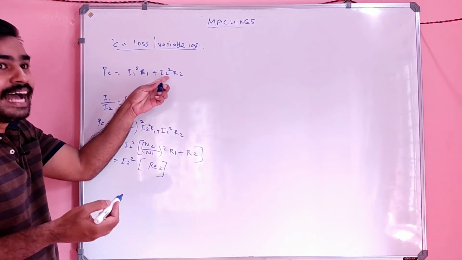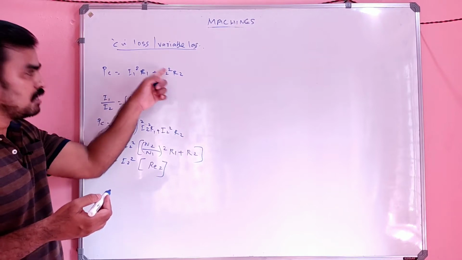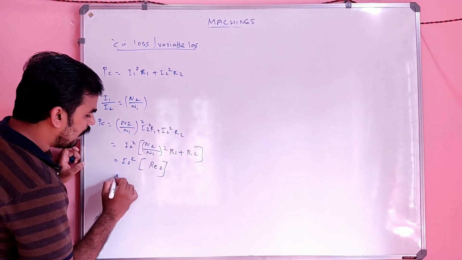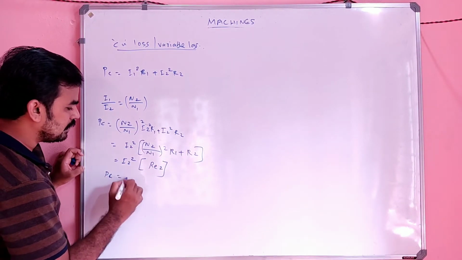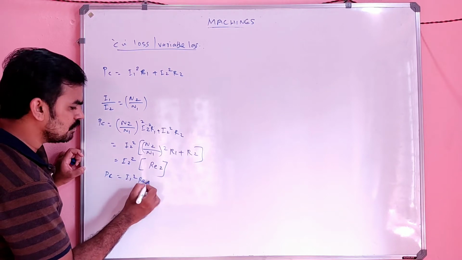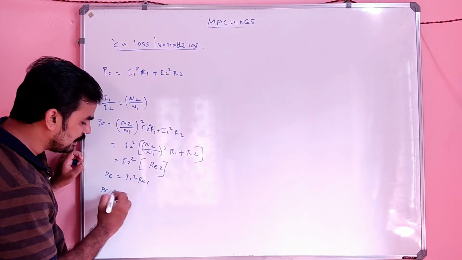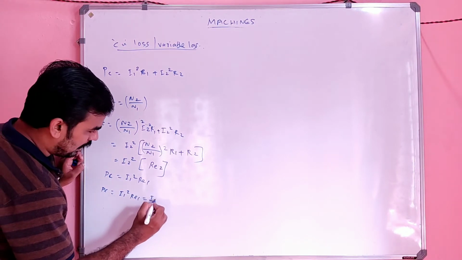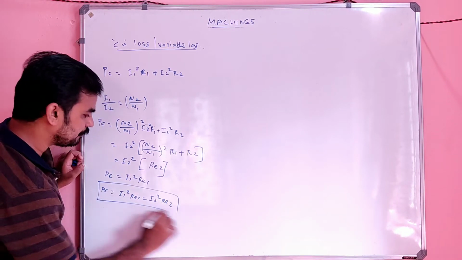You can use that equation also. Instead of troubling I1, you can trouble I2 also. You can derive the same equation and you will reach another equation for PC, which is nothing but I1 square into RE1, in the same manner. Or we can write it like PC will be generally equal to I1 square into RE1 equal to I2 square into RE2. In both cases it is the same.